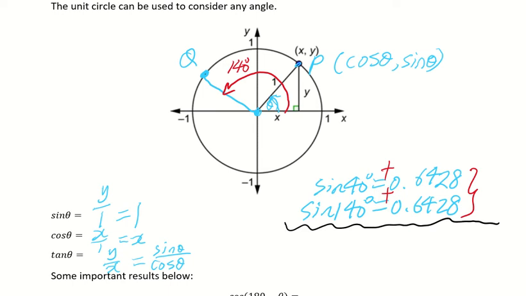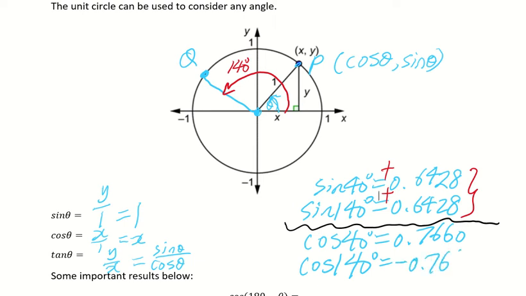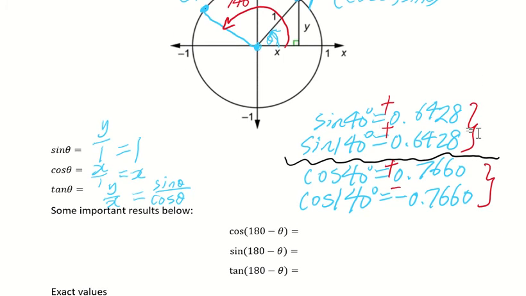Now let's have a look at cos. So cos 40, type into the calculator, which will give me 0.7660. If I want to find out cos 140, it will give me the opposite version, the negative version of that, negative 0.7660. Now, we can easily see that the numbers are the same, but opposite in sign. One is positive, this one is negative. So these are some of the important results we can draw here.